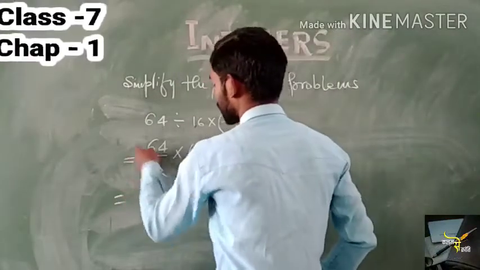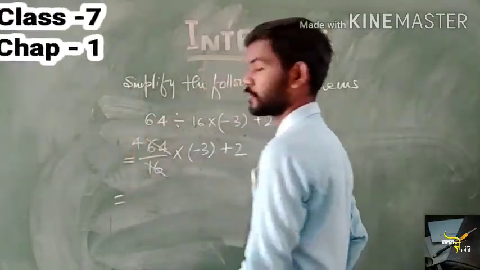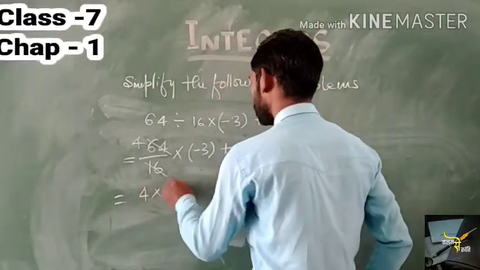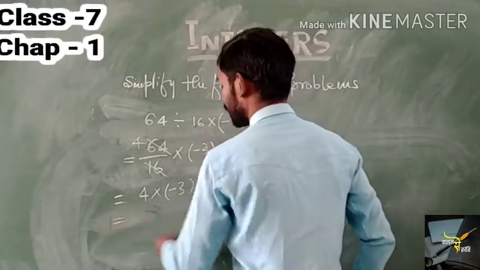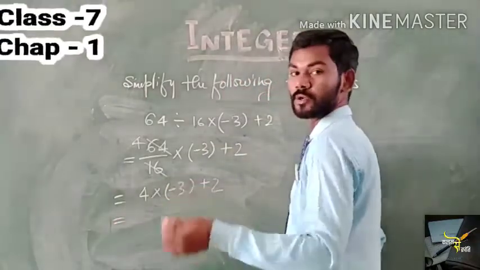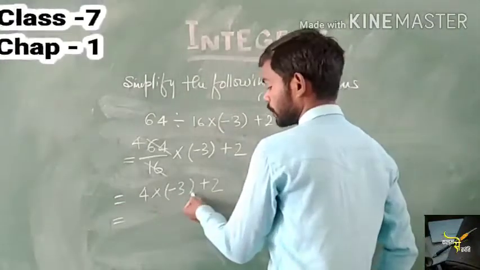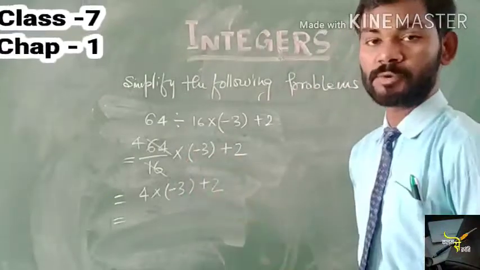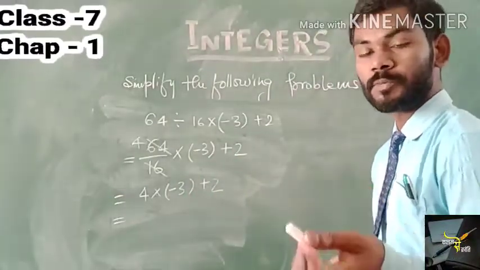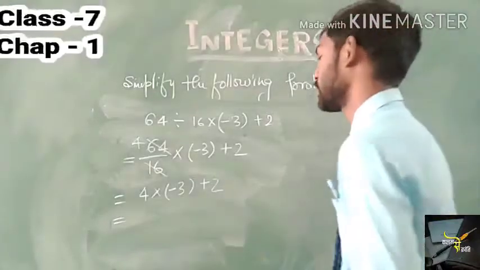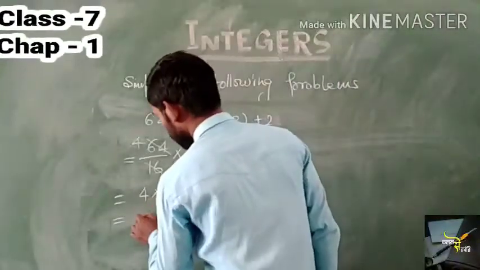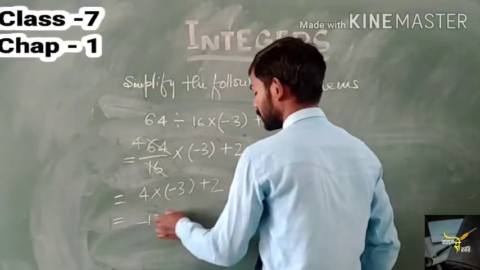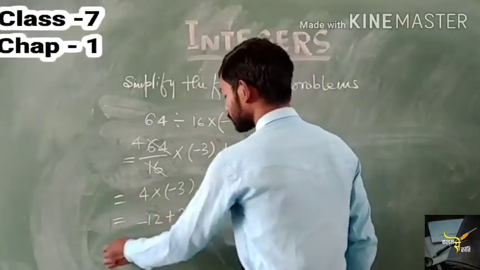In the table of 16, 16 ones are 16 and 16 fours are 64. So here we get 4 multiplied by minus 3 plus 2, and now we multiply. So when we multiply, we remove the bracket, and a positive integer multiplied with a negative integer gives a product that is a negative integer. So here we get 4 threes are 12, and plus multiplied by minus is minus, and plus 2.